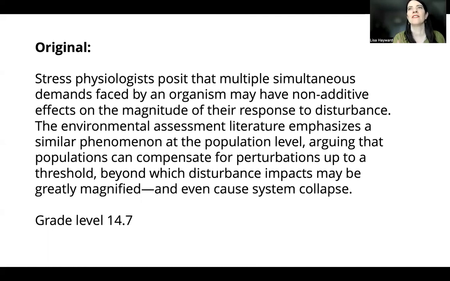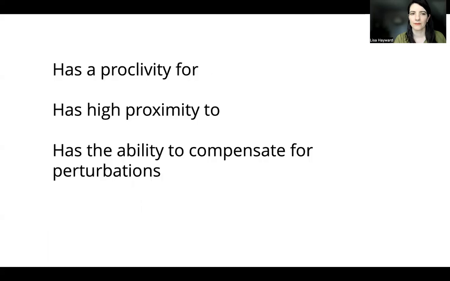So at this point, the first step is to imagine to yourself, what audience is it that I'm trying to reach? And imagine an audience that's outside your field. In this case, I'm going to imagine Forest Service managers, because they're people that the study was designed to reach ultimately. So for that audience, I want to get down to a grade level of 8 or below. So how do I start bringing this readability up, the grade level down? I can look for these clunky words like has a proclivity for, has high proximity to, has the ability to compensate for perturbations. And then I can find ways to simplify that language.